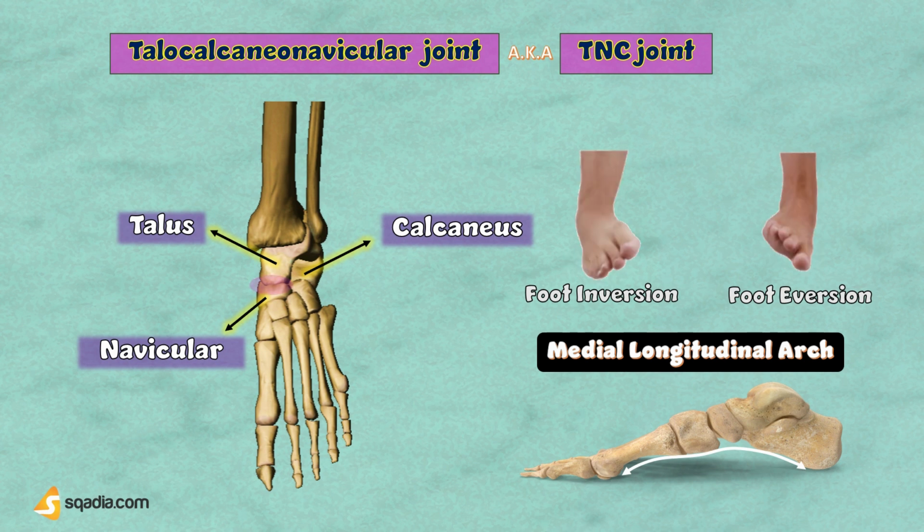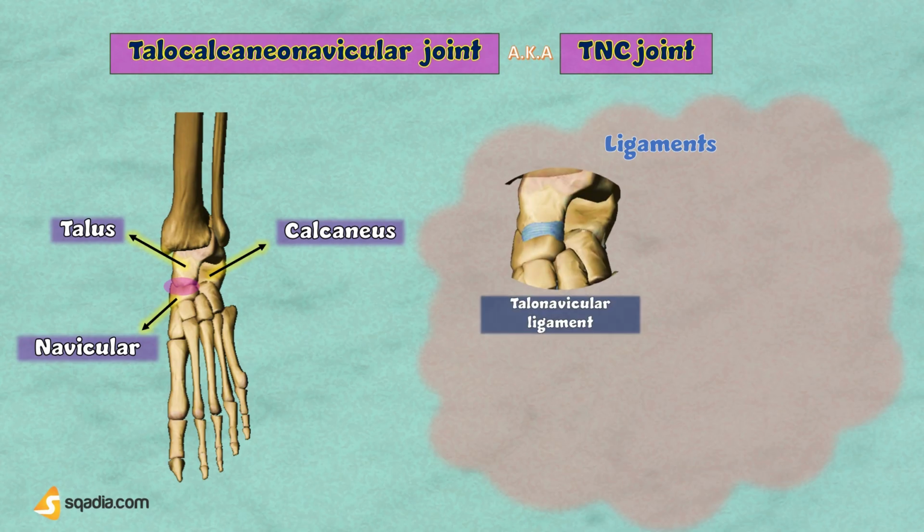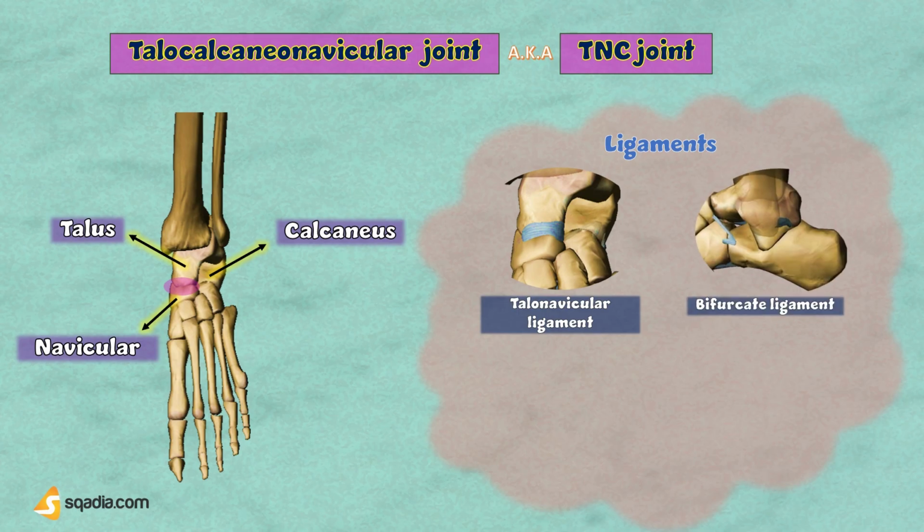The joint is surrounded by a joint capsule and is reinforced by several ligaments, including the talonavicular ligament, bifurcate ligament, and plantar calcaneonavicular or spring ligament.